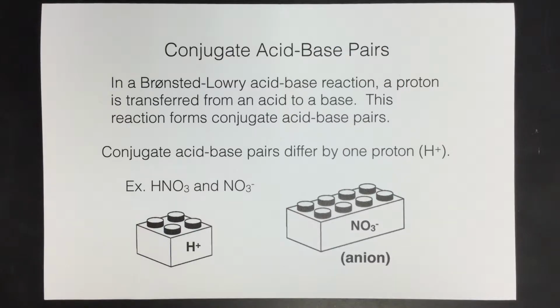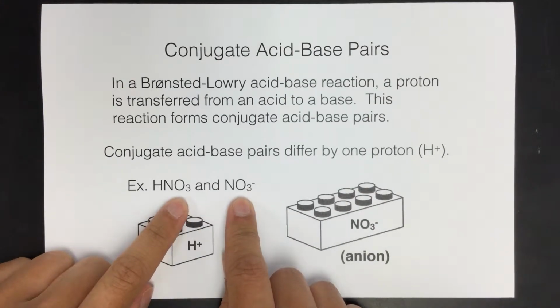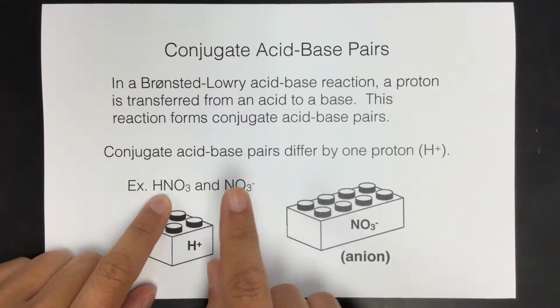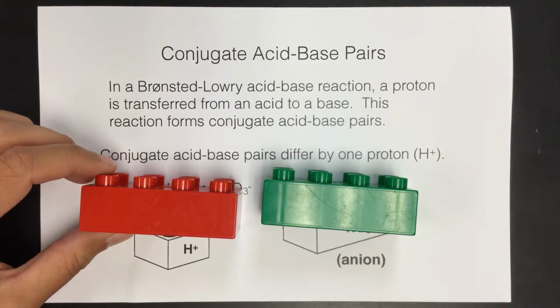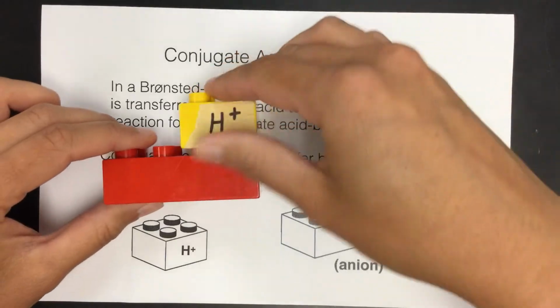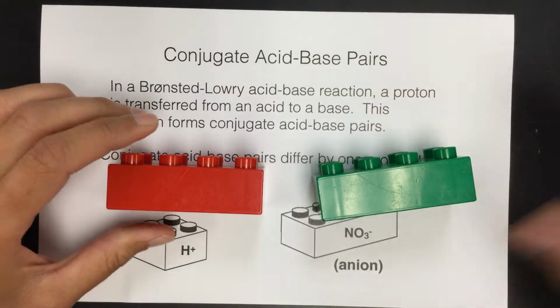I use this model in the classroom of Legos or Duplo bricks to talk about the conjugate acid-base pairs. For example, HNO3 and NO3 minus would be conjugate acid-base pairs because the only thing that's different between them is that one has an H plus and one does not have the H plus. And so those are pairs. I'll be using these to represent the anions, and then this block will represent the hydrogen ion that's being transferred from the acid to the base.